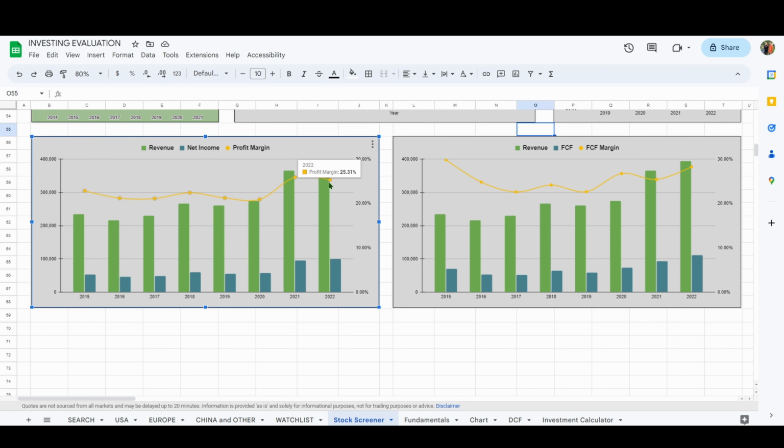Also, you can see that Apple's profit margin is very high and still going up, which also tells us that Apple can really raise their prices compared to the sector median, which is definitely lower.